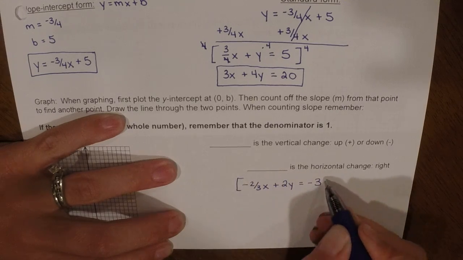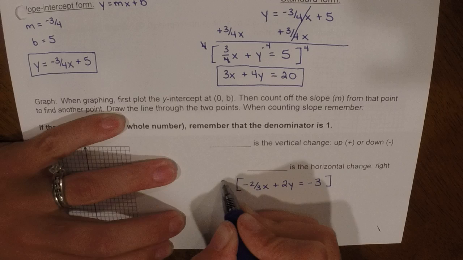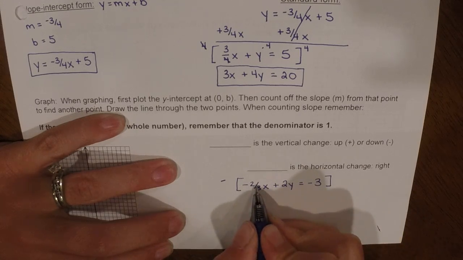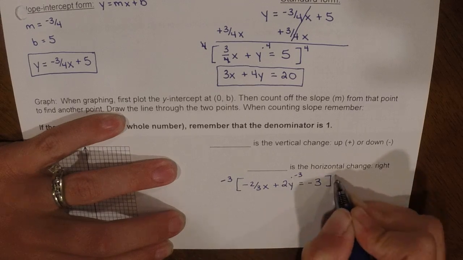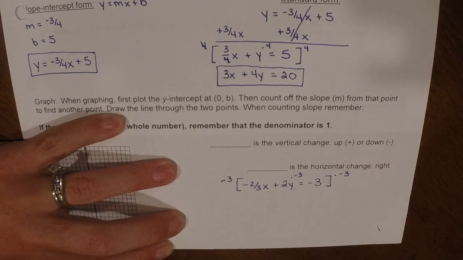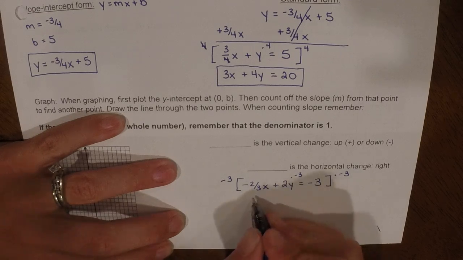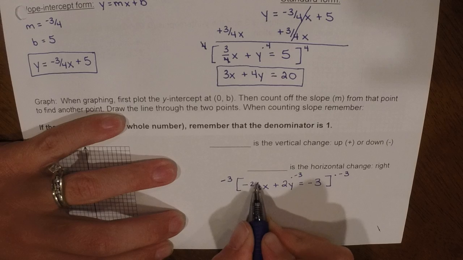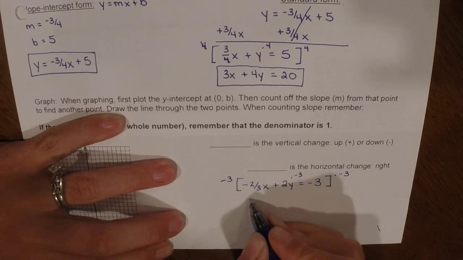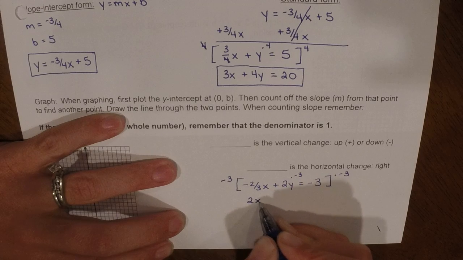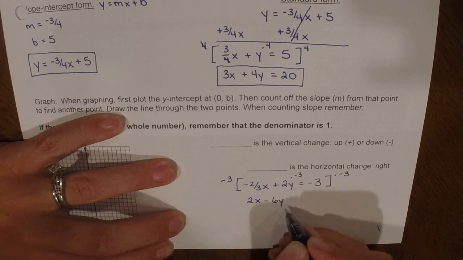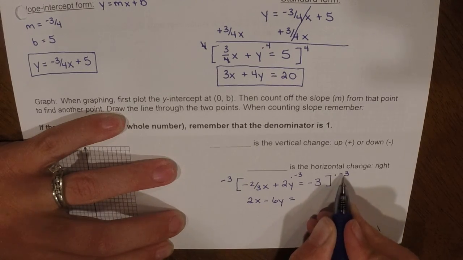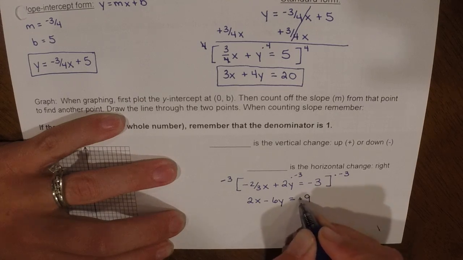If x is negative, the way that you get rid of it is to multiply by a negative. But we also have a fraction, so I would need to multiply by the denominator as well. So I would multiply by a negative 3. So times negative 3, times negative 3, times negative 3. So now here, if I do negative 3 times negative 2/3, I would get positive 2x. Then negative 3 times 2y would be minus 6y. And then equals negative 3 times negative 3, which is positive 9.